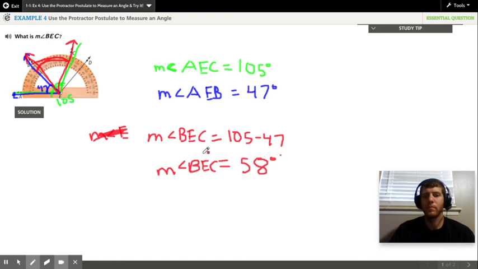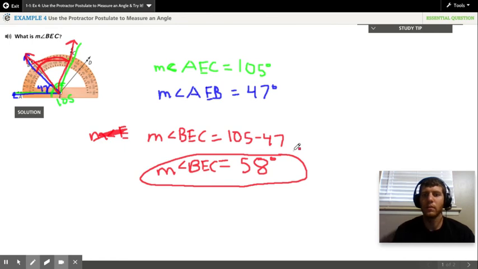Okay, so that is the protractor postulate. We can assign a value between 0 and 180 for any angle.